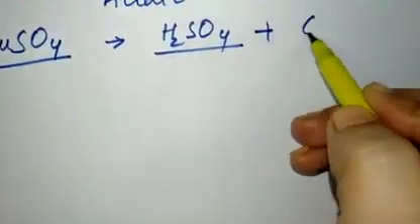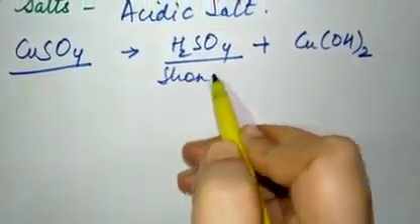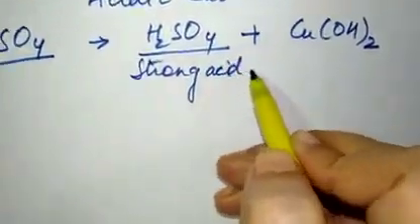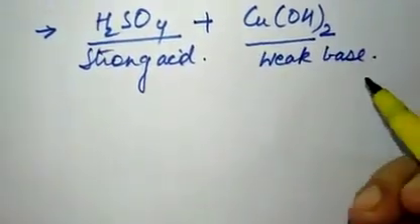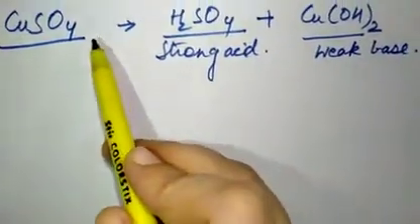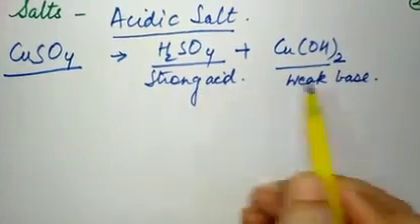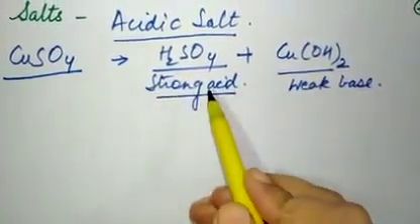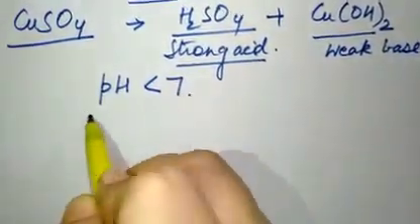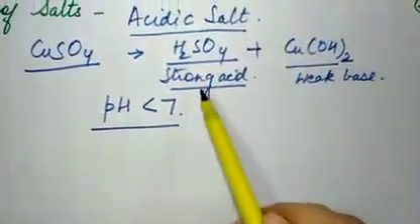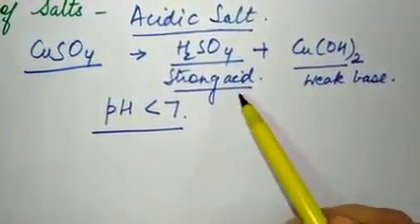If I take another example, copper sulfate is made up of H2SO4 plus copper hydroxide, Cu(OH)2. Now this is a strong acid and this is a weak base. So copper sulfate is also an example of acidic salt. Acidic salt means which is made up of strong acid and weak base. So naturally acid is going to show its effect, and here the pH will be less than 7. All these acidic salts have pH less than 7 because they are made up of strong acid, so naturally acid will have more effect on it.